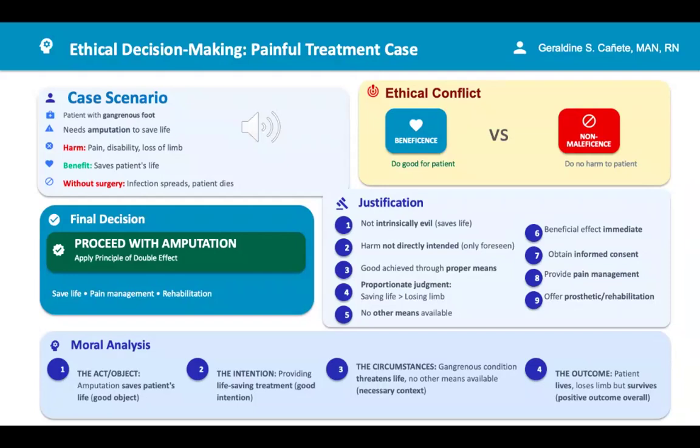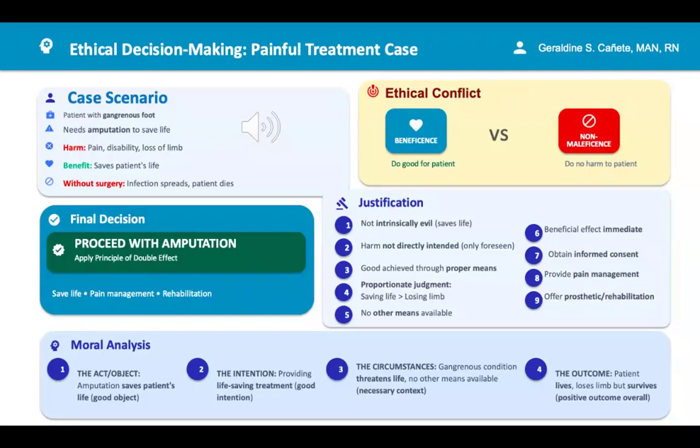Okay, then next is the outcome. The patient lives, loses a limb but survives, which is a positive outcome overall. The outcome is that the patient survives, but they are left with a disability. Is this a positive outcome overall? How does the patient's quality of life factor into this ethical evaluation?